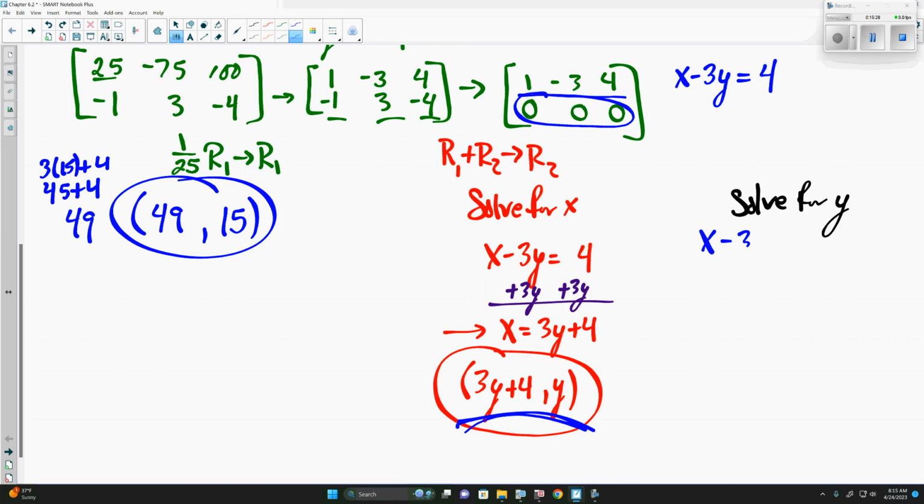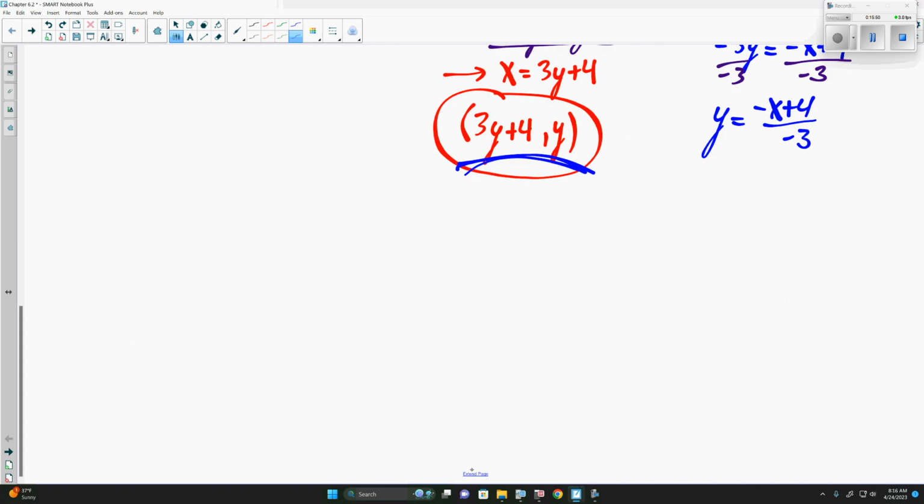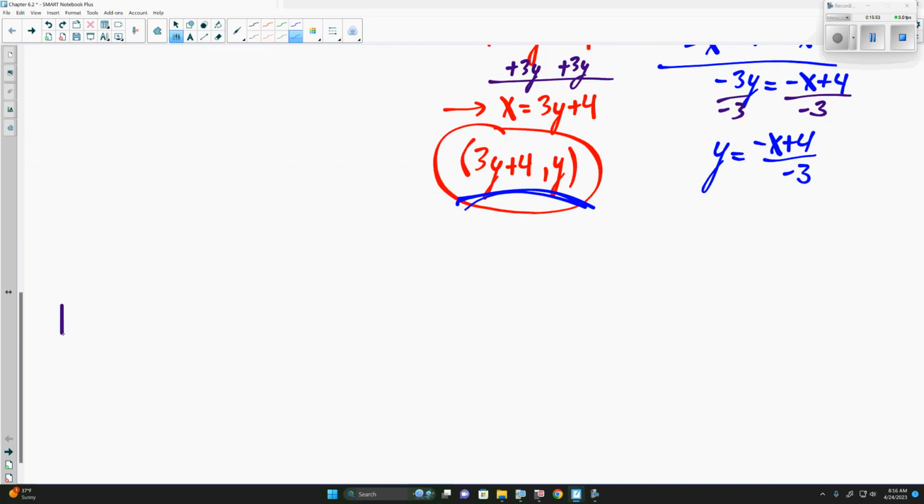Because x minus 3y equals 4. So we'd subtract x from both sides, telling us negative 3y is equal to negative x plus 4. Divide by negative 3, so y is equal to negative x plus 4 over negative 3. Now, we can make it look a little bit nicer by pulling the negative up and applying it to the top, which just tells us that we have x minus 4 over 3. But our solution for this is going to be x comma x minus 4 over 3.